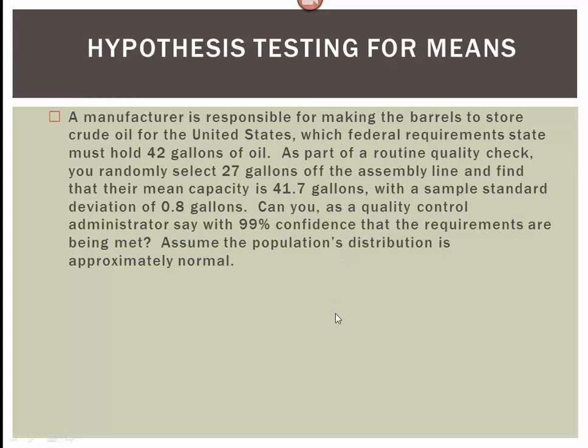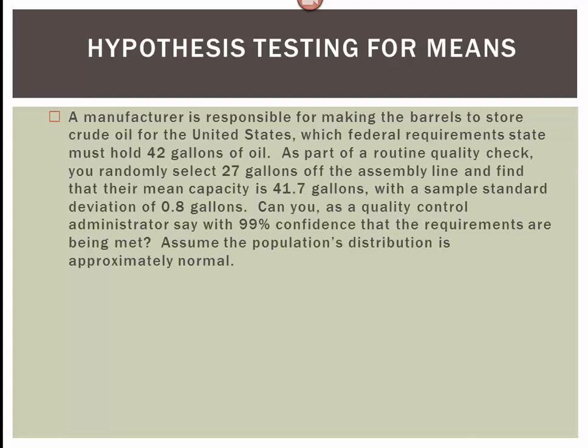All right, so here's another example. A manufacturer is responsible for making barrels to store crude oil for the United States, which federal requirements state must hold 42 gallons of oil. As part of a routine quality check, you randomly select 27 gallons off the assembly line and find that their mean capacity is 41.7 with a sample standard deviation of 0.8. Can you, as a quality control administrator, say with 99% confidence that the requirements are being met?